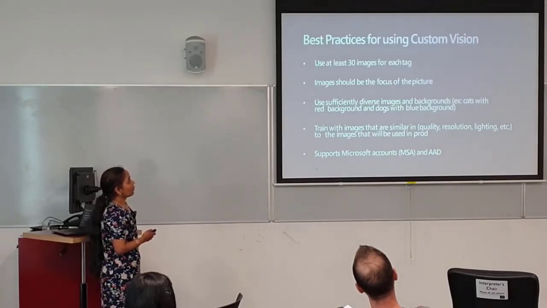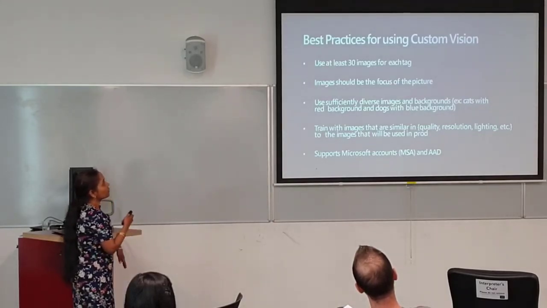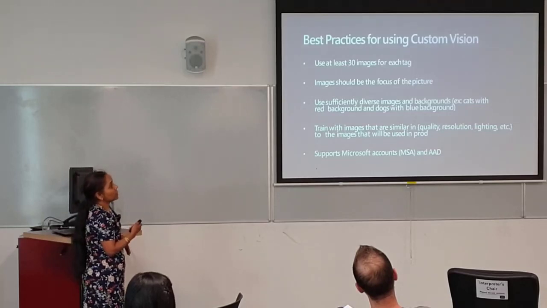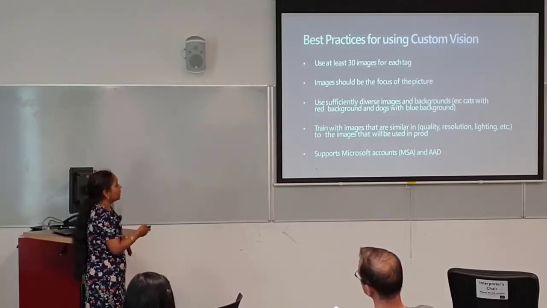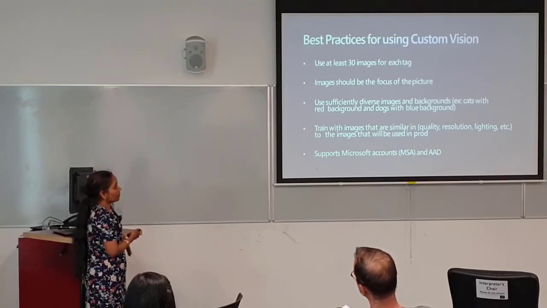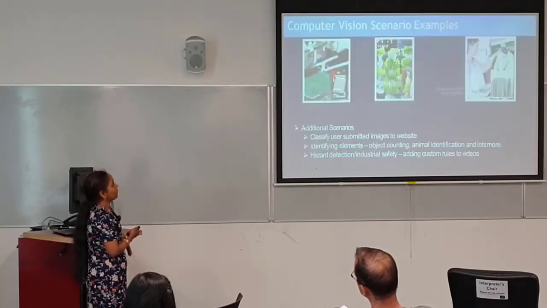And best practices for using custom vision is use at least 30 images. Images should be the focus of the picture, not fuzzy like we have seen. And use sufficiently diverse images and backgrounds. Train with quality images, and mostly they suggest white background. And it supports Microsoft accounts and AAD.